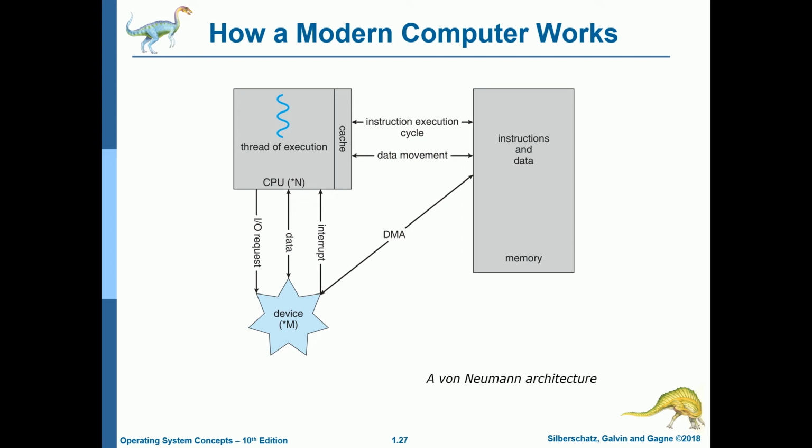A way that we can start looking at how a modern computer works is based on this von Neumann architecture, where we have this central processing unit where we have these threads of execution. Now for every one of the CPUs, we have this level of cache.